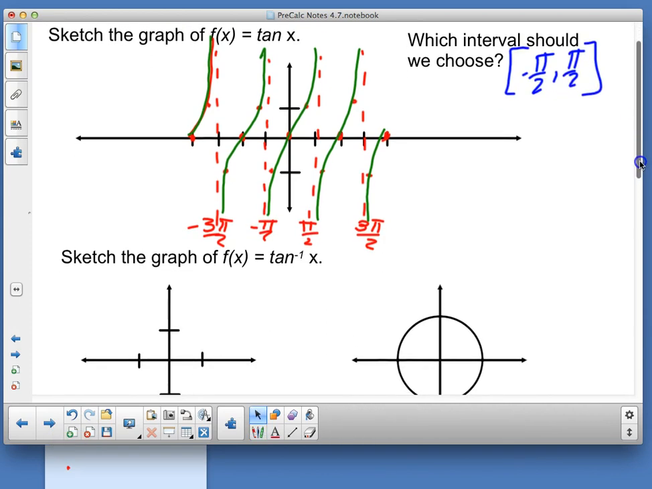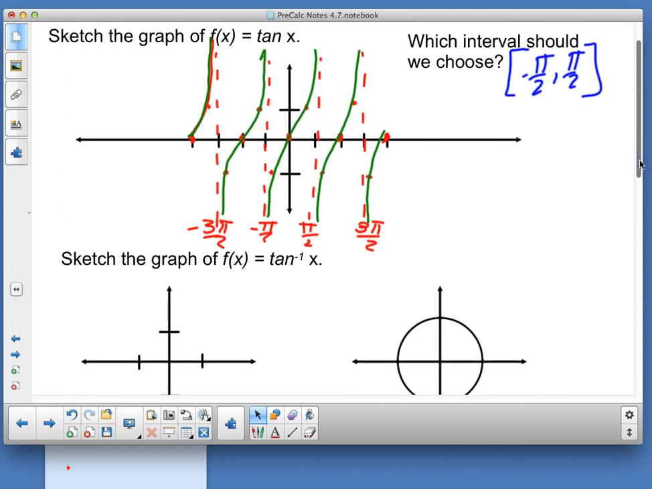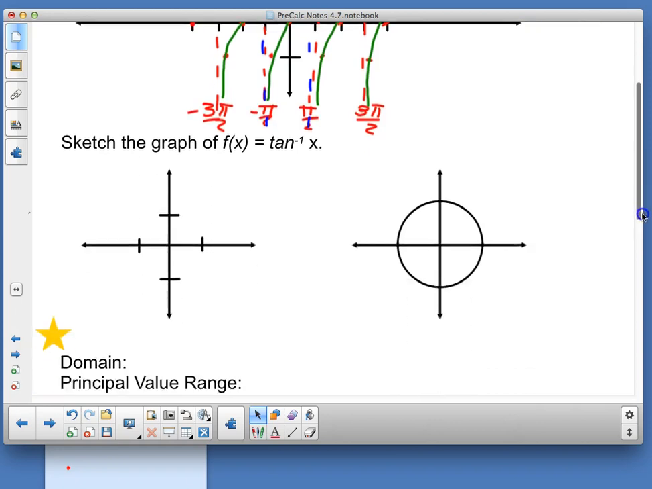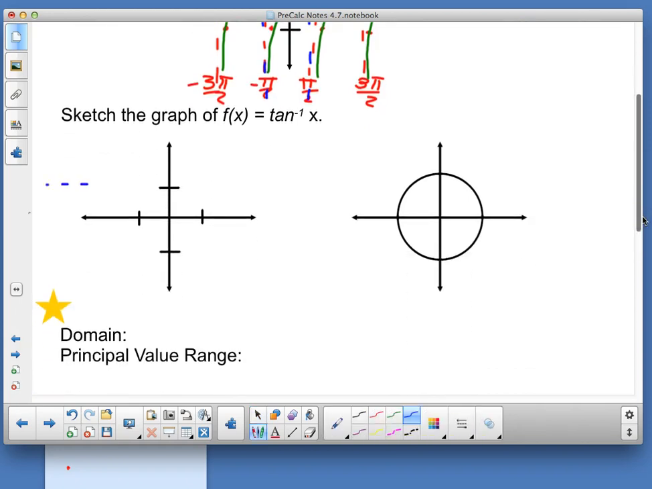And with that said, remember, I'm reflecting just this section over my y equals x line. And what that does is it gives me this. Okay, so that's going to be my inverse tangent function, with the reflection between negative pi over 2 and pi over 2. And this is my pi over 2.